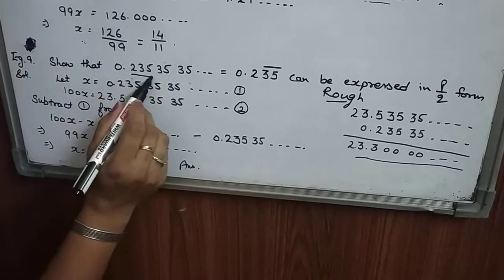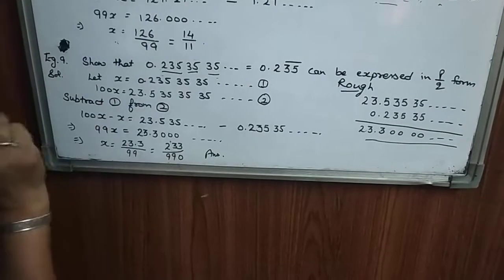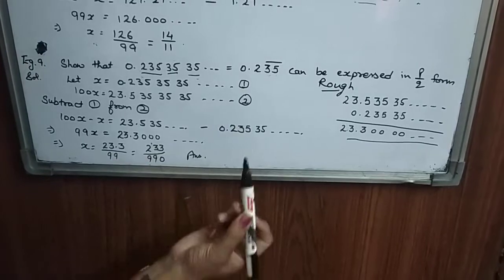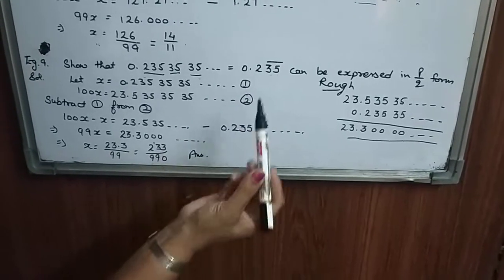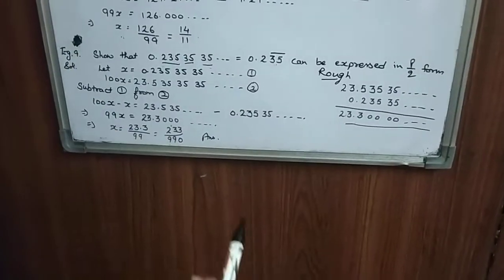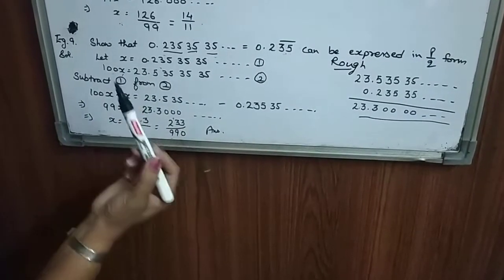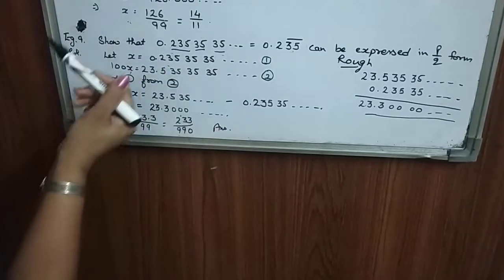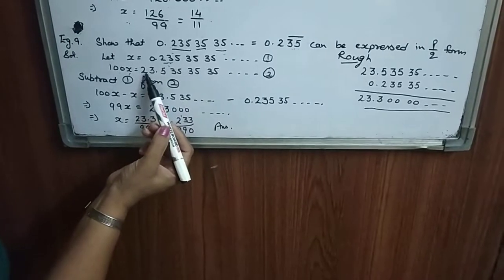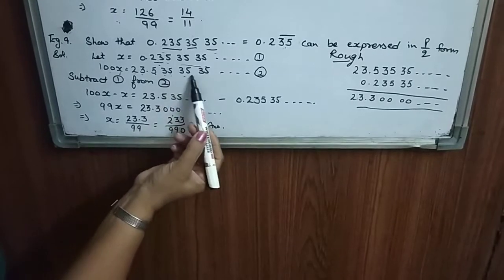Let's see what is going on here. Here only 3, 5 is repeating. This 2 is not repeating at all, that's why they have put the bar on 3, 5 only, not on 2. As I said earlier, how many digits are repeating? 2 digits. So we will multiply with 2 tens. Let's take it as x, and 2 tens as 100x, and only 2 digits will be shifted to the left hand side. So 23 is shifted here. What is left here is this 5, and then after that 3, 5, 3, 5, 3, 5.